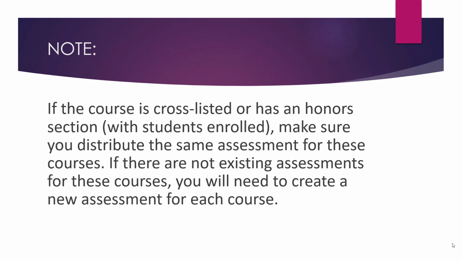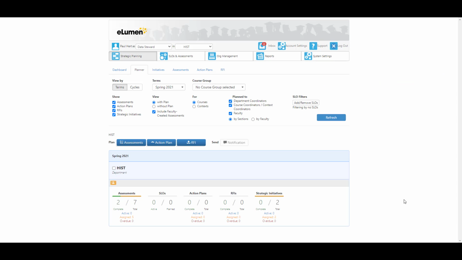Note, if the course is cross-listed or has an honors section with students enrolled, make sure you distribute the same assessment for these courses. If there are not existing assessments for these courses, you will need to create a new assessment for each course. You can check to make sure the assessment is planned as you intended. Choose Strategic Planning and click on Planner.